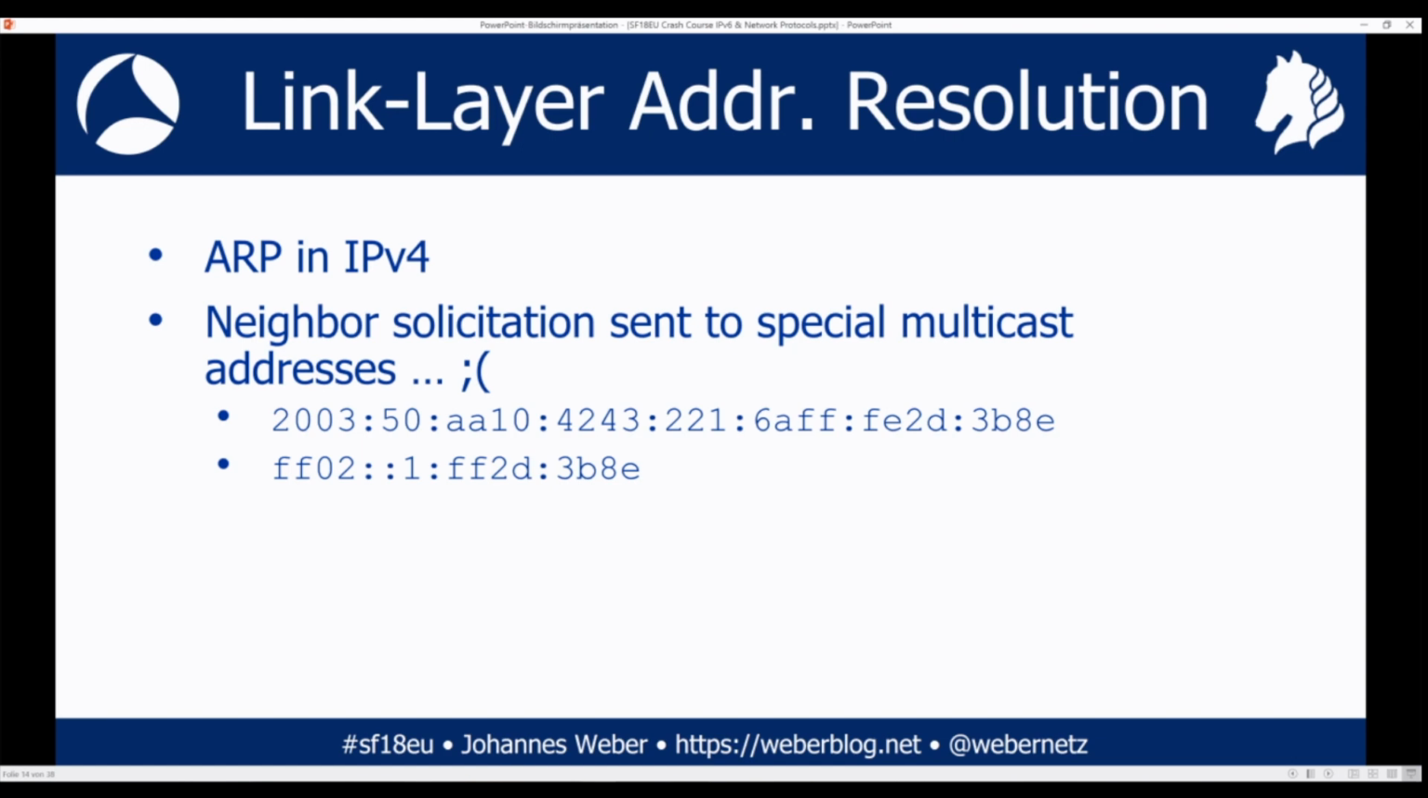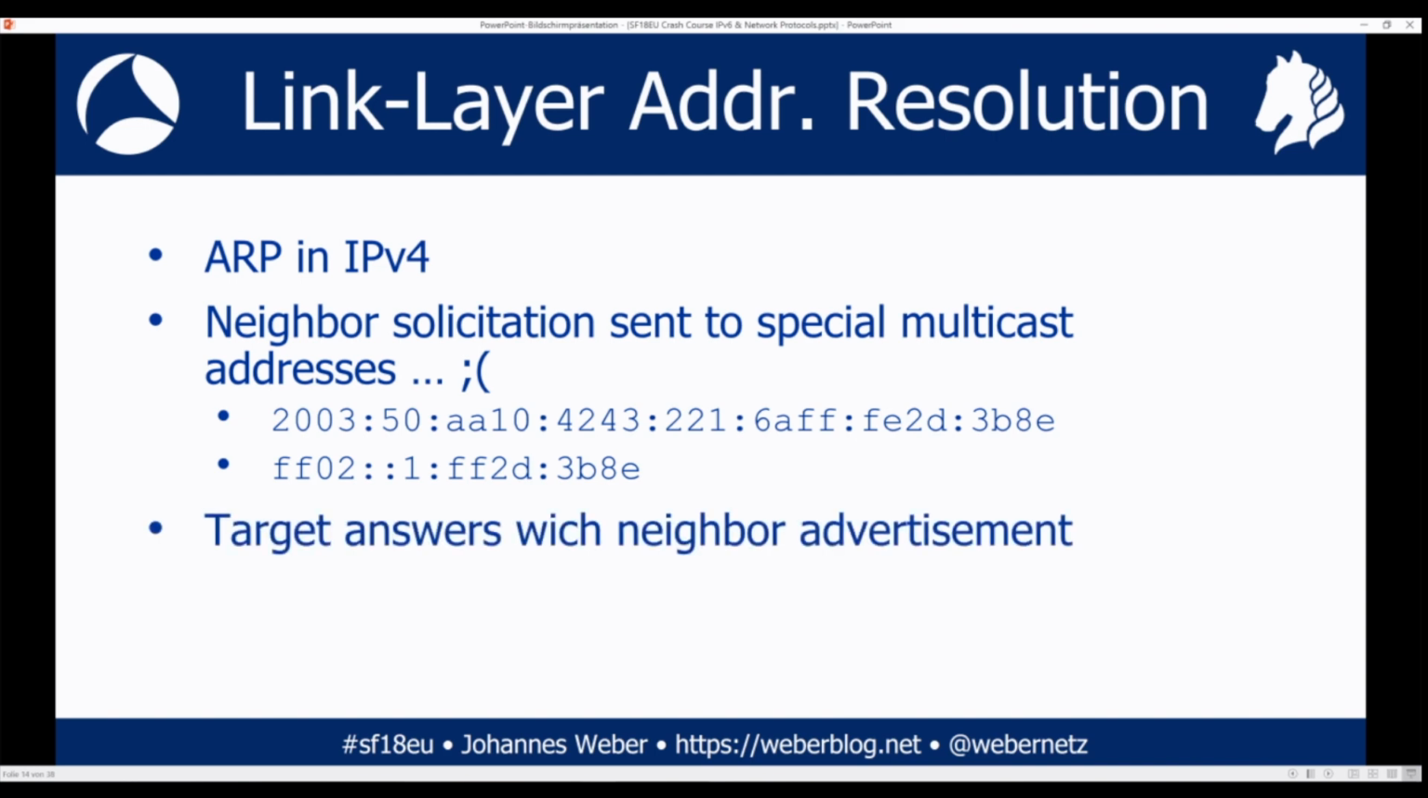This multicast address is called the solicited-node multicast address. So it's one of these buzzwords, solicited-node multicast address. Okay, and the target then answers with a neighbor advertisement. So when I'm asking this multicast address, hey you, what's your MAC address, then the target is answering me with, for the first time, a neighbor advertisement. And this neighbor advertisement then carries the MAC address, because we want to know the MAC address.